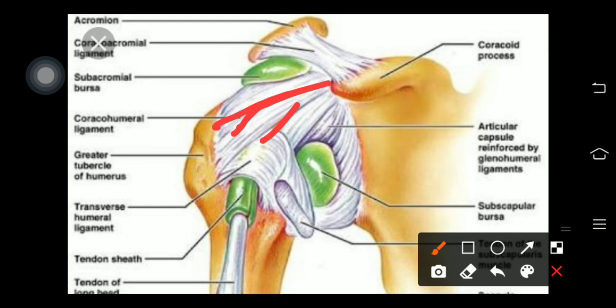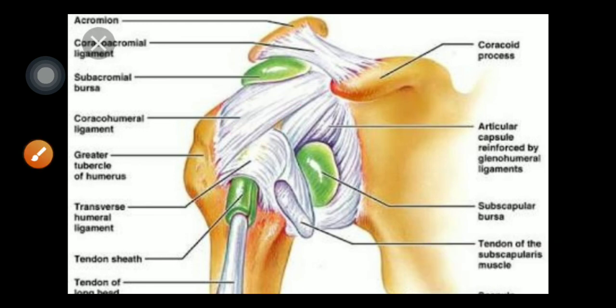And one more bursa, that is the infraspinatus bursa, which is not seen in this picture. It is seen from the posterolateral aspect of the joint, and it is between the tendon of the infraspinatus and the joint capsule. So that's all for this video, guys.